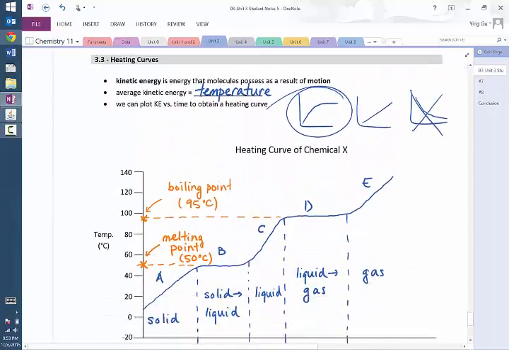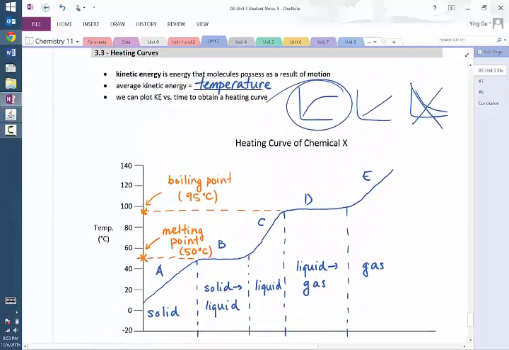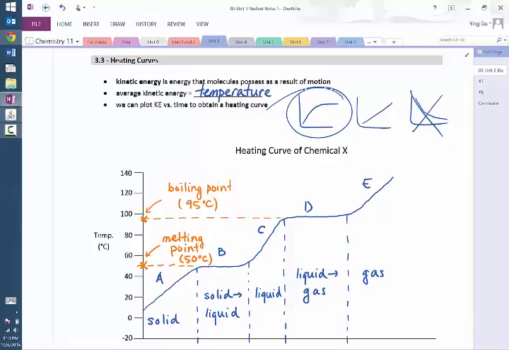Now, just as we end here, here is a little thought. What if we were to draw the cooling curve of chemical X? What would that look like?